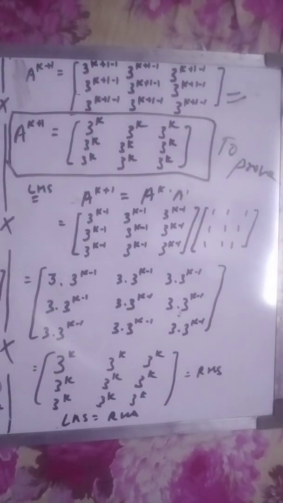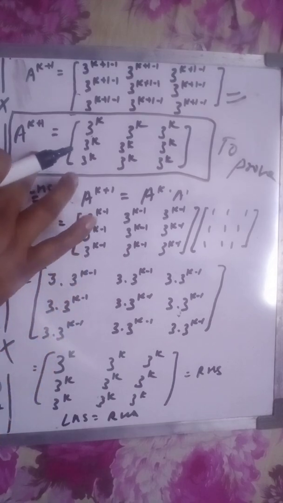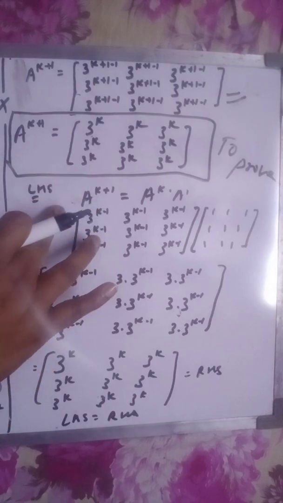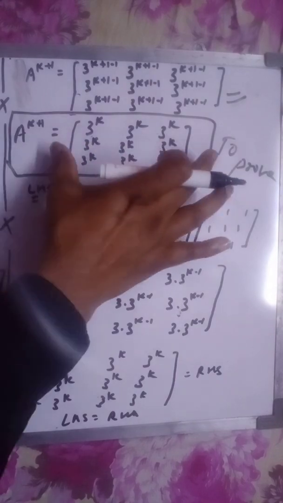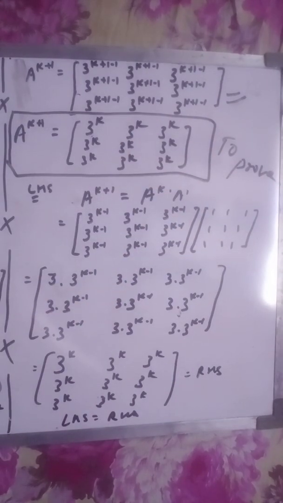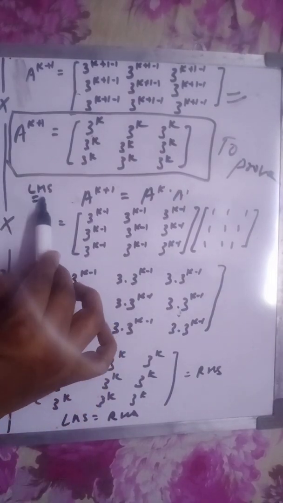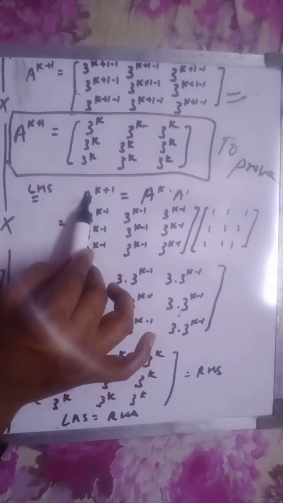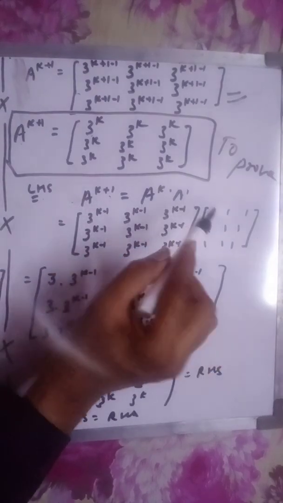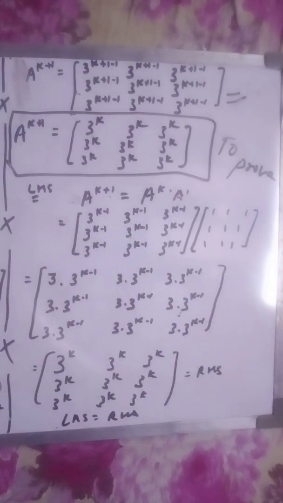So what we are doing, we are taking the left hand side of the statement, that is A raised to power k plus 1. Using this side we will prove this statement. Using the left hand side you have to prove the right hand side. So here is the left hand side. Here we are writing A raised to power k plus 1. I am breaking it into A raised to power k into A raised to power 1, simply using the exponent rule here.